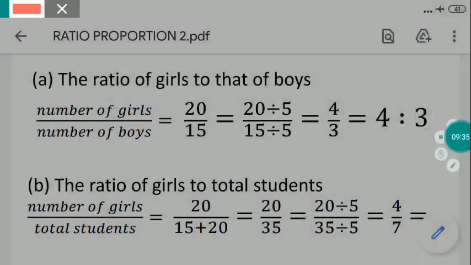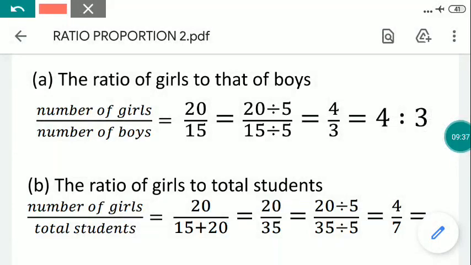Yes. So first, the ratio of girls to that of boys. Here the order of the ratio is important. First is given the number of girls to that of boys. So number of girls upon number of boys. This ratio we have to find. Number of girls are 20 and number of boys are 15. So 20 upon 15. We have to find its ratio in lowest form.